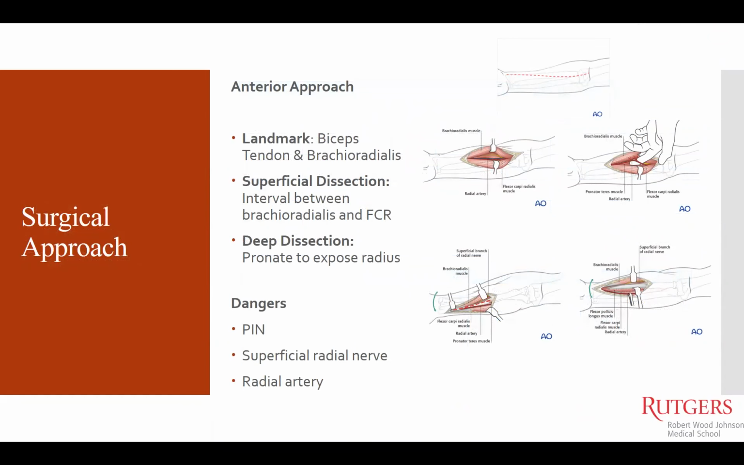If we were to do an open approach, we use the anterior approach, which is a Henry approach. Landmarks for the incision are through the biceps tendon and muscle, and the landmark will be the radial styloid process. In your superficial dissection, you are developing an interval between the brachioradialis and the flexor carpi radialis muscles. The radial artery lies deep to there, so you need to be careful of that when you're doing that dissection.